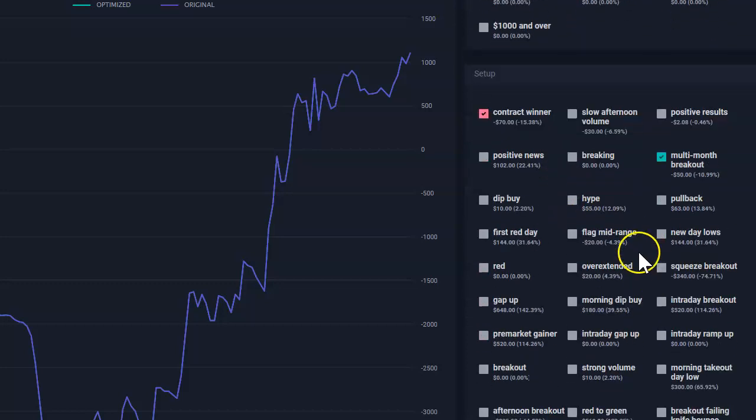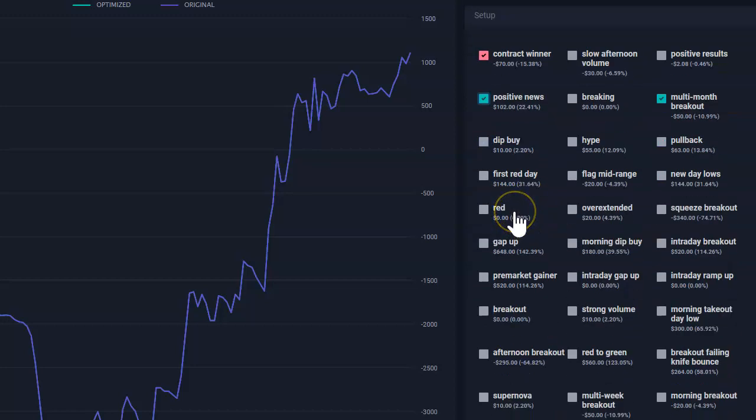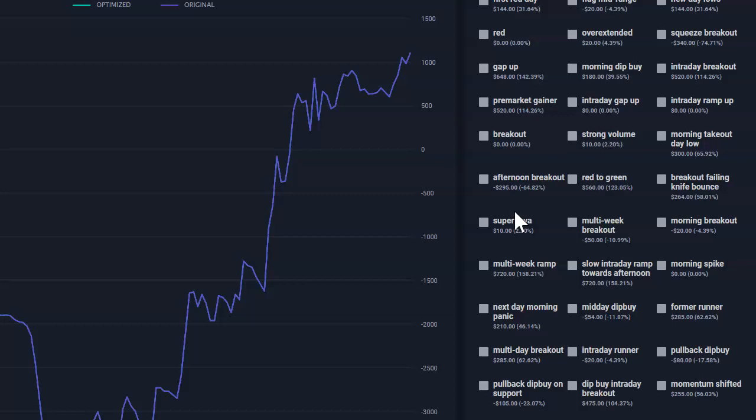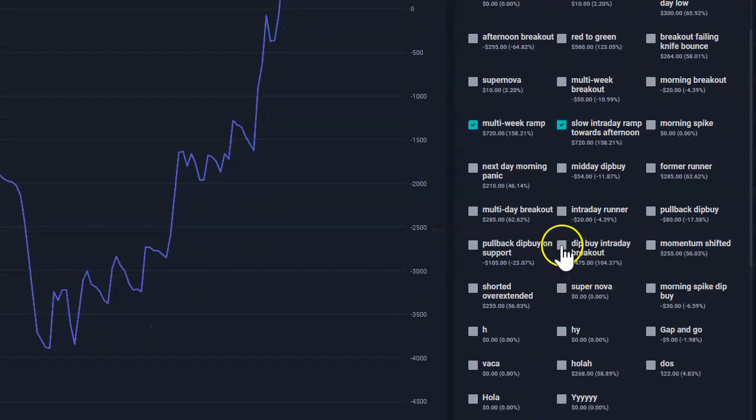Okay, which setups do I want to focus on? And maybe I want to focus only on positive news. Okay, and I have to identify which setups here are actually not working out for me. For example, this one seems to be good. This one seems to be good.